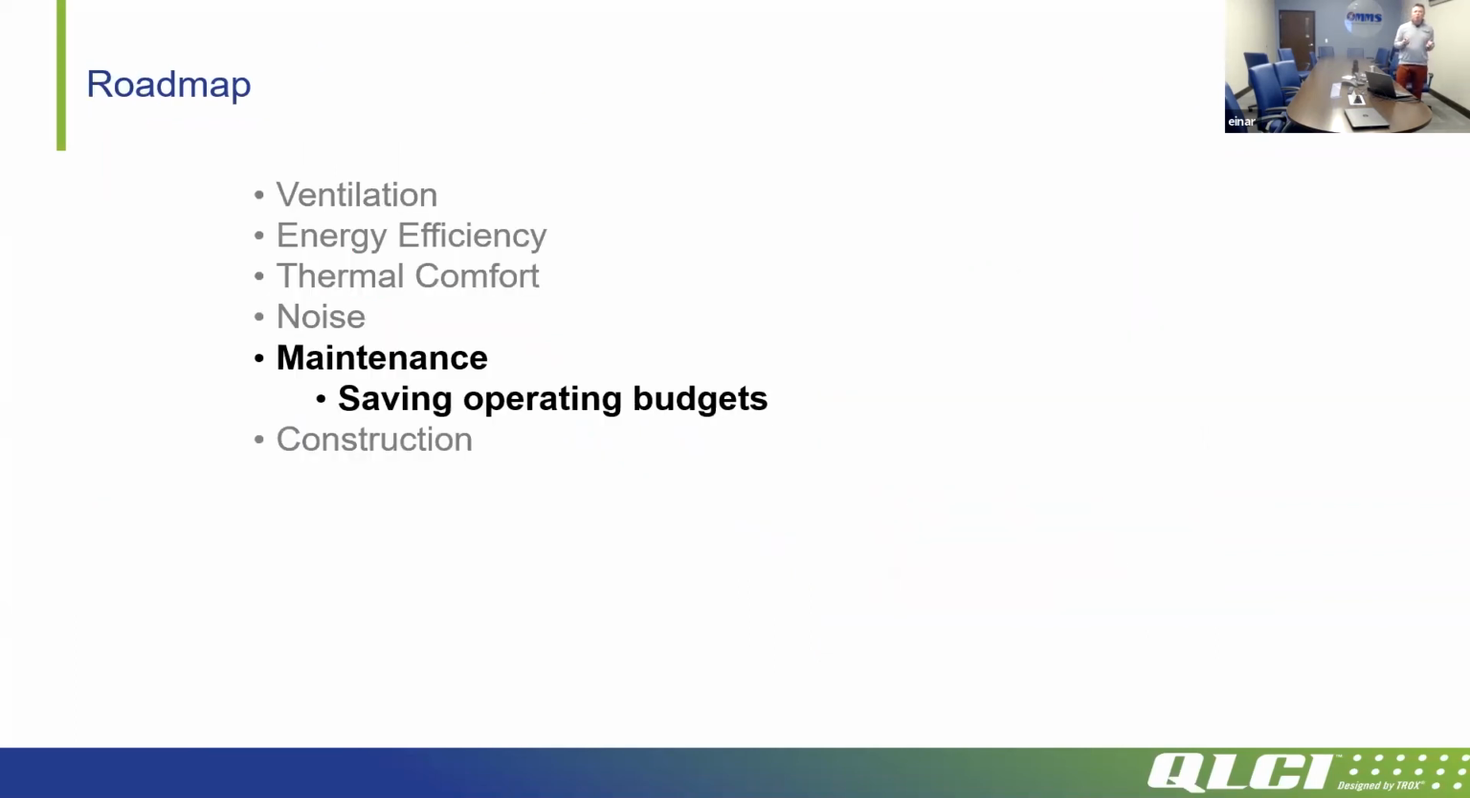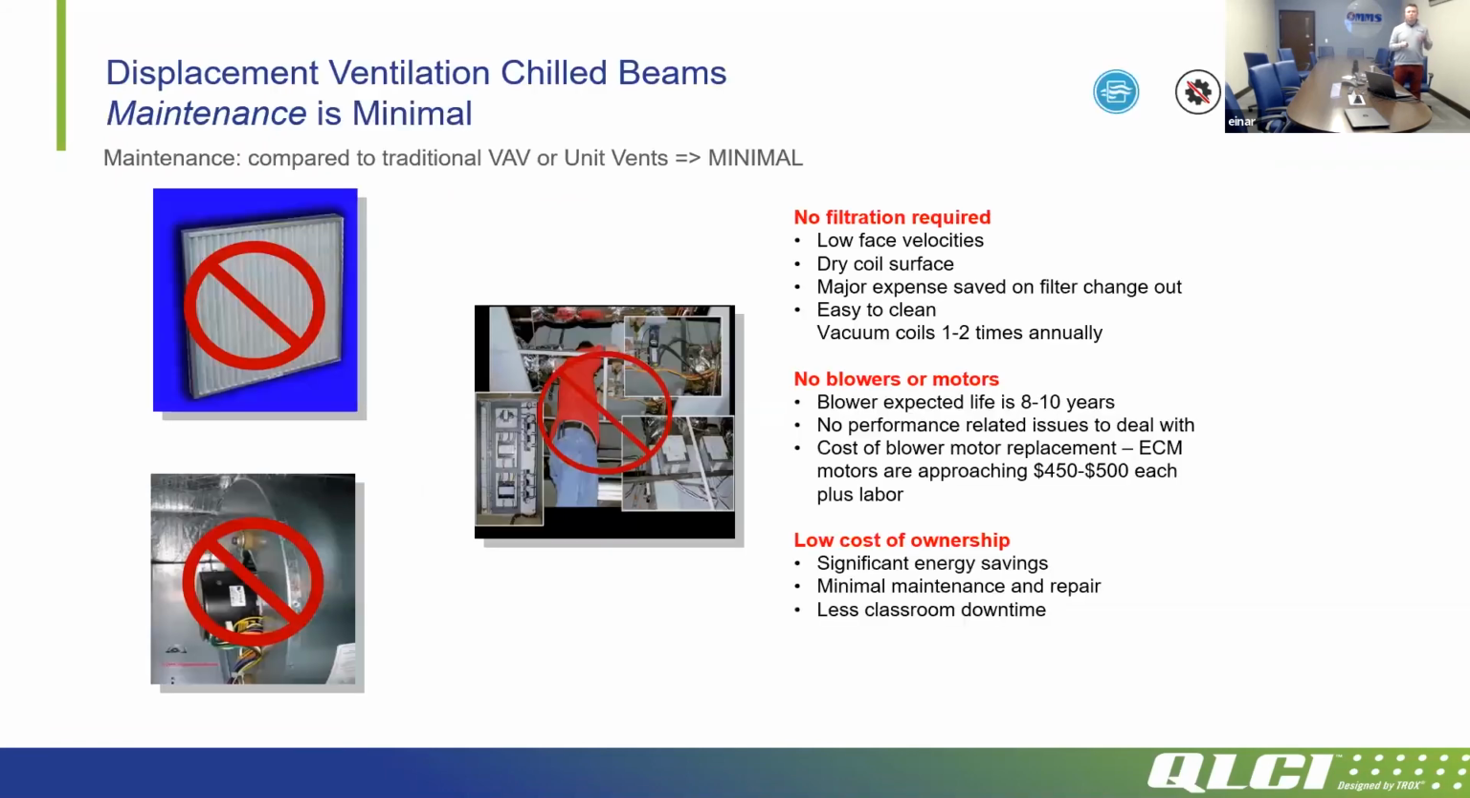Maintenance, saving operating budgets for these school districts. The maintenance aspect of the QLCI in the space is extremely minimal. You take that front panel off, you expose that hydronic coil, and you vacuum it off once a year. There aren't any motors, dampers, or compressors to change out. There aren't filters to change out. Any maintenance associated with this system is outside of the room, so you're not distracting the learning environment as well.